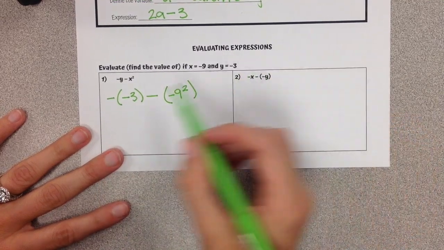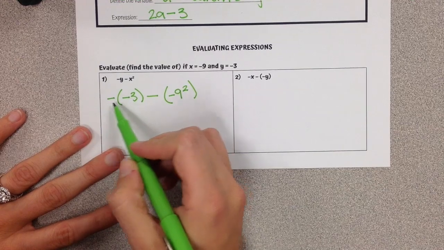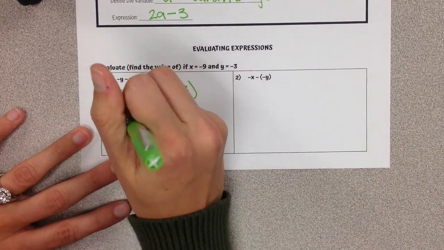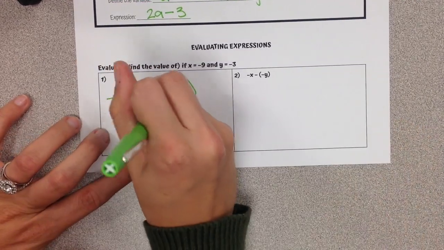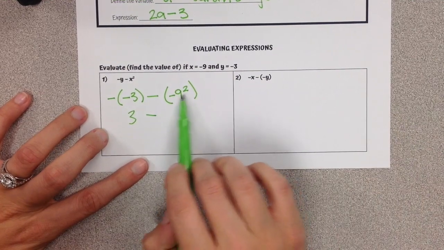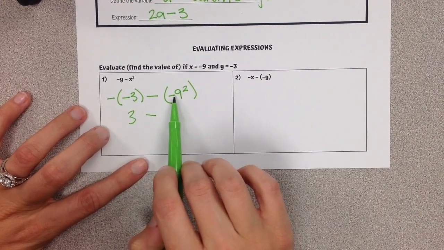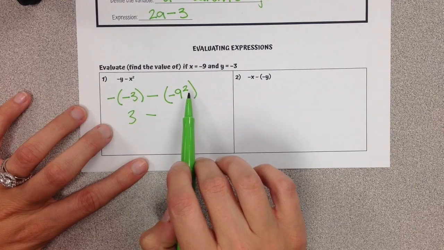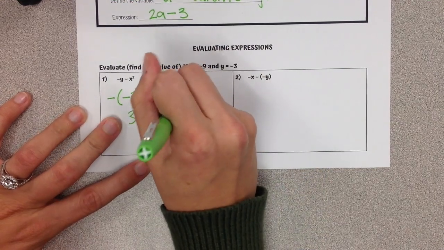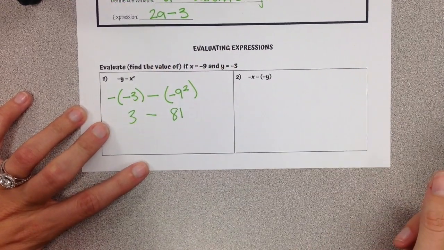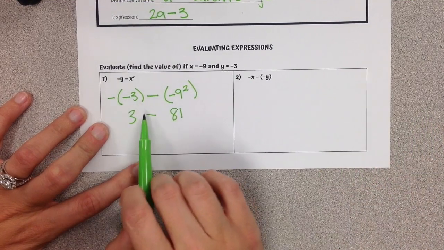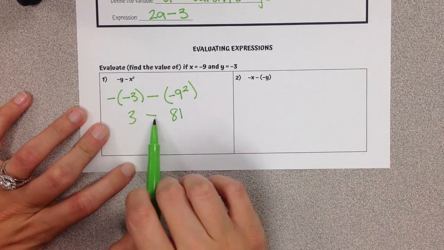We've got to simplify this, right? So minus a negative, or the opposite of negative 3 is actually positive 3, minus, I need to do these exponents first before I do this subtraction. So negative 9 squared is actually 81, positive 81, okay? Now we can subtract 3 minus 81.